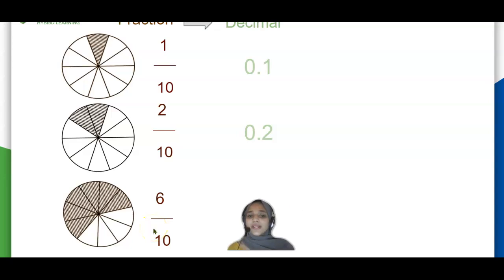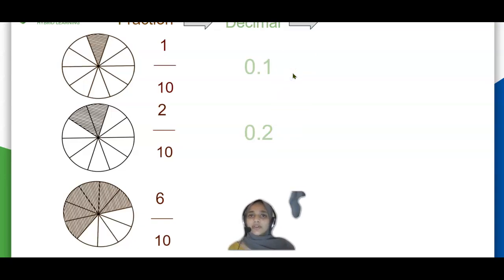It is 0.6, is it? Yeah, now we are going to convert this decimal to percentages. How can we convert decimal to percentages? We already discussed it, right? Yeah, we can multiply that with 100.